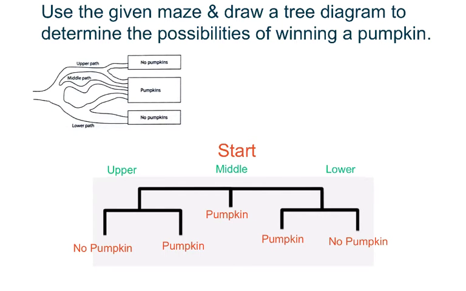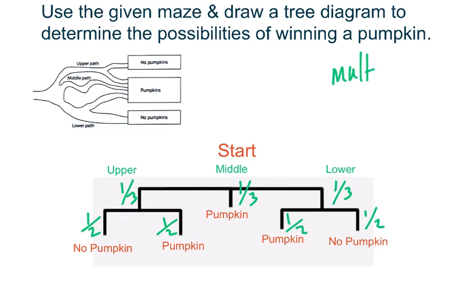So here's our tree diagram. To determine these probabilities, you'll notice that the first choice has a 1/3 chance of making the upper path, lower path, or middle path choice. And then at the second level, you'll notice that there are two choices, so it's a 1/2. So to determine probabilities in a tree diagram, we multiply down the tree.